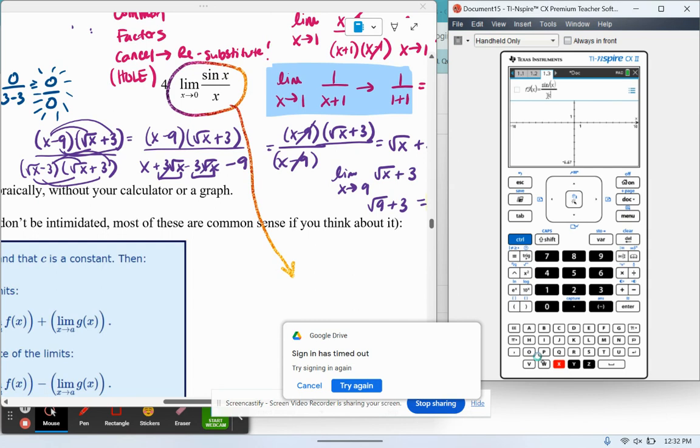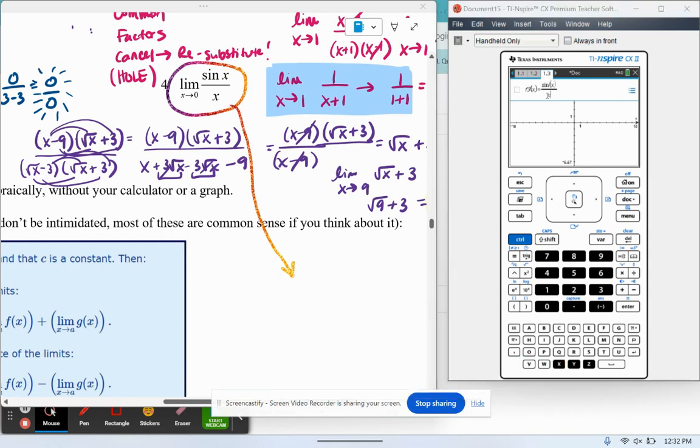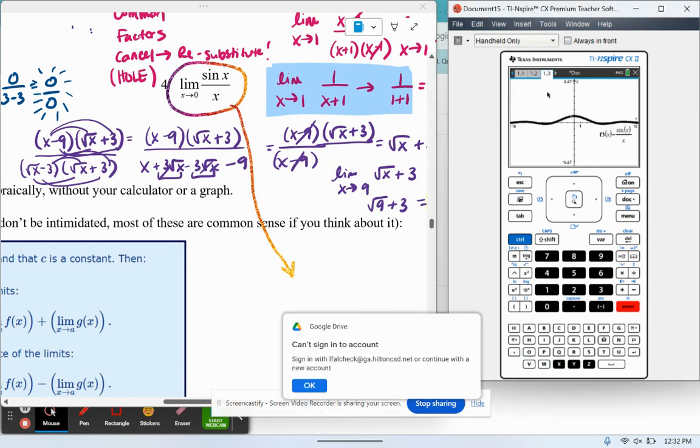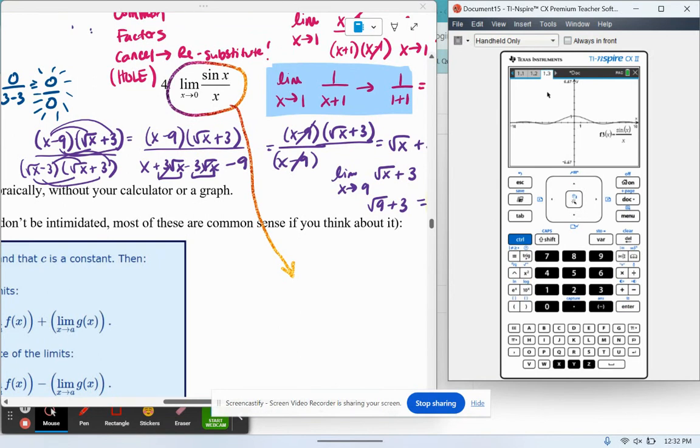Okay. So what's the y value the function's trying to approach? You could also pull up a table if you want, but it's kind of obvious. What's the y value on this guy? One. One, right? Cool. And then if you just want to double check, Control T.